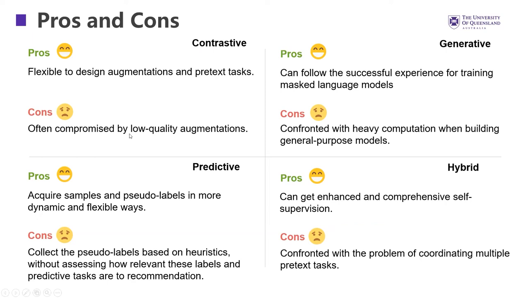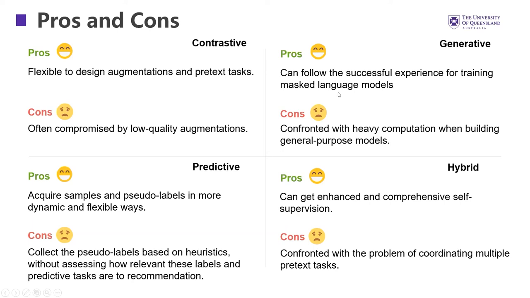The flexibility is the advantage, but sometimes it can also be the disadvantage, because we do not know which augmentations are high quality. If our intuitions are not relevant to the recommendation task, we may generate low-quality augmentations, so the model would be compromised.